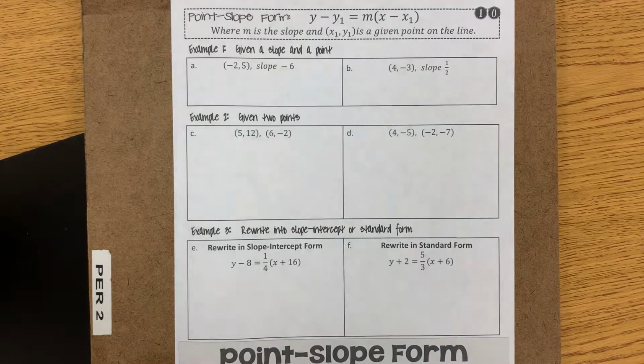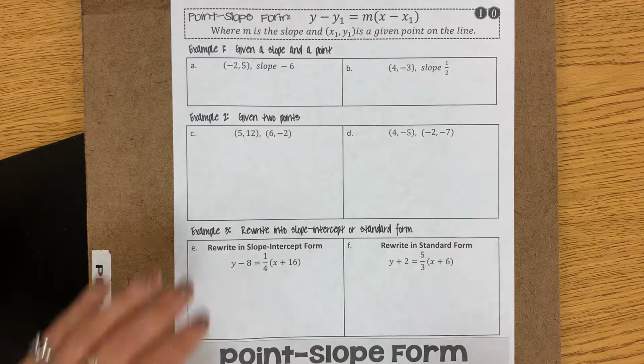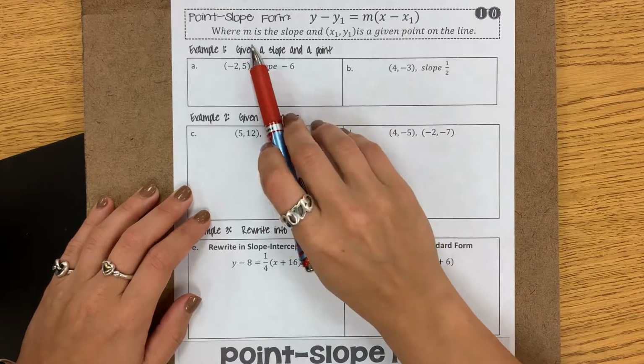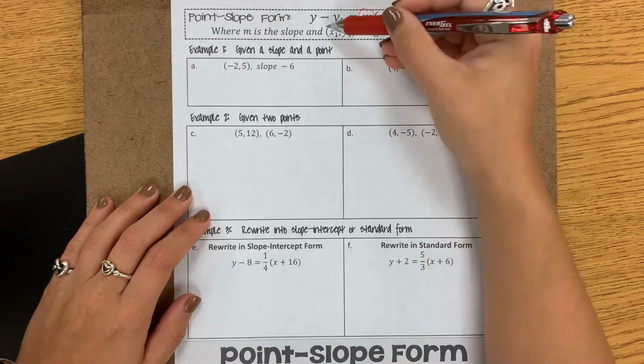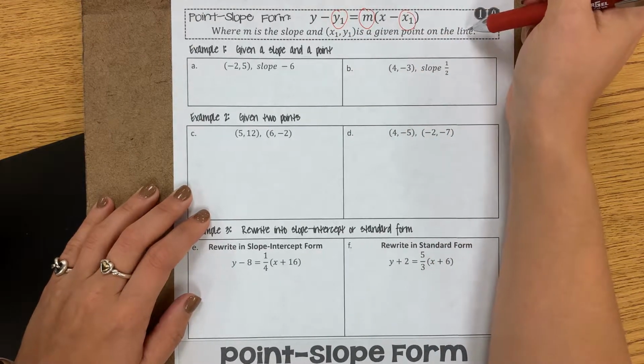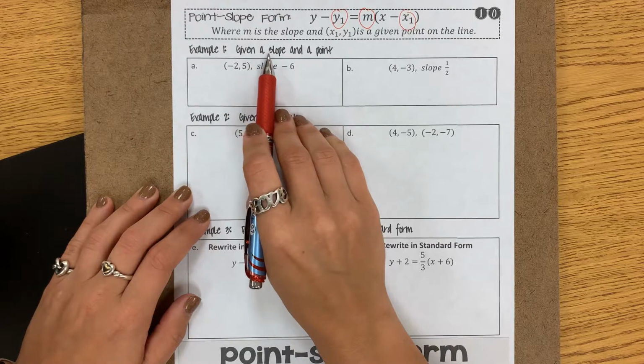So today we're doing point slope form. On point slope form, we have y minus y1 equals m(x minus x1), where m is the slope and x1 and y1 is a given point on the line. So our first example says given a slope and a point.